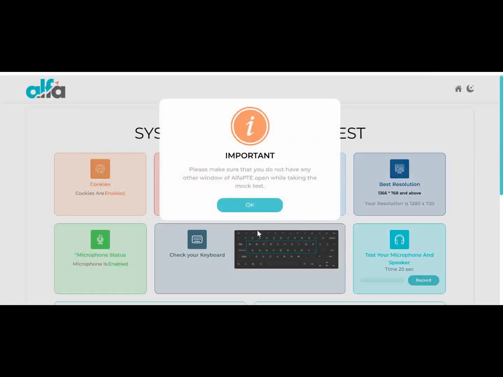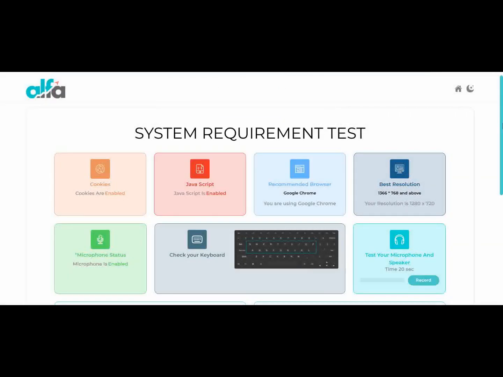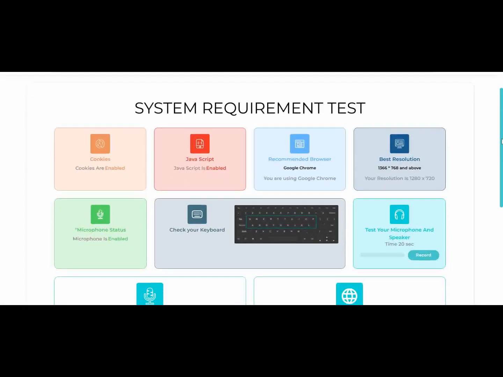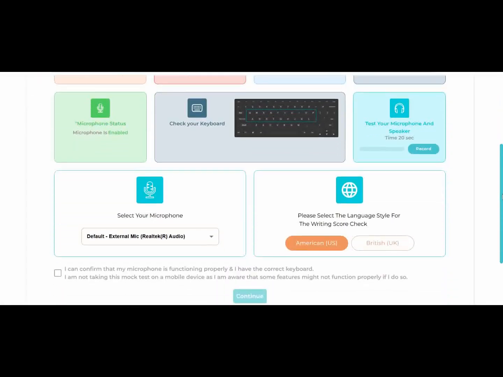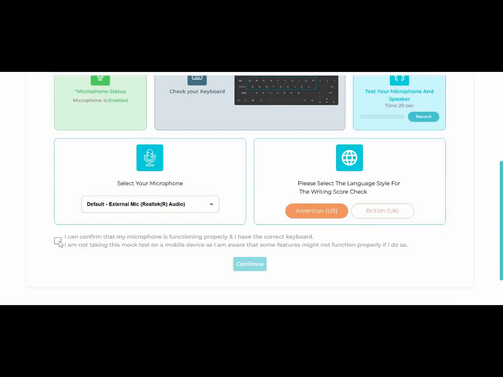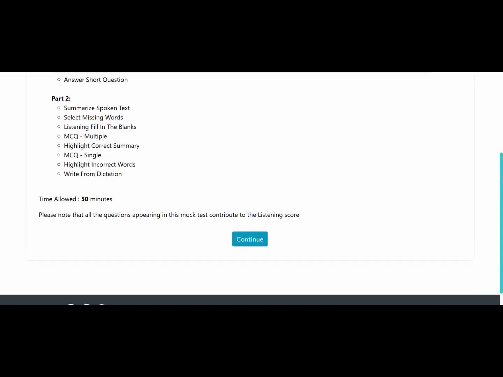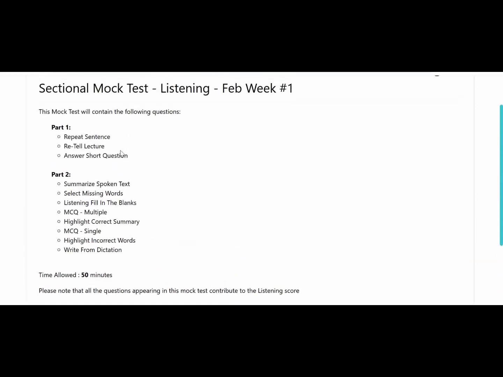Keep your pen and paper ready along with this video, because you will get all the tasks of the listening module which contribute to the listening section of the PTE. So these are the modules. This is the module from the speaking section: repeat sentence, retell lecture, then answer short question. And these are the modules from the listening section: summarize spoken text, then listening fill in the blanks, which is the most important task, then highlight incorrect words and write from dictation.